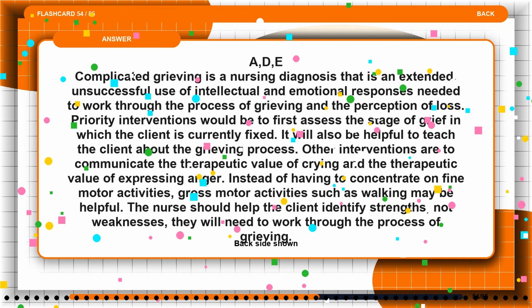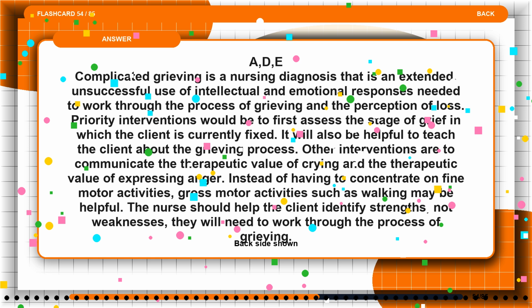The answer is A, D, E. Complicated grieving is a nursing diagnosis that is an extended, unsuccessful use of intellectual and emotional responses needed to work through the process of grieving and the perception of loss.